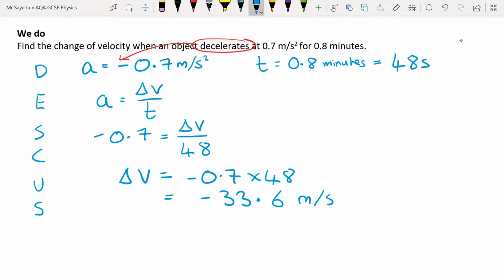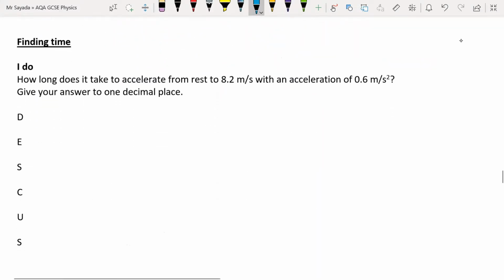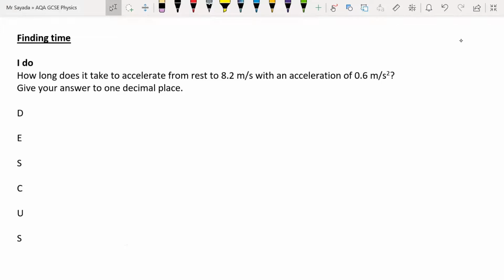Finally, what does the S stand for at the end? The S stands for significant figures. In this question, we've not been asked for a specific number of significant figures, so we'll just leave the answer the way it is. If you found that a bit trickier than some of the previous examples, feel free to just rewind and watch it again. So far we found acceleration and we found change in velocity. So the next thing we're going to do is find time.